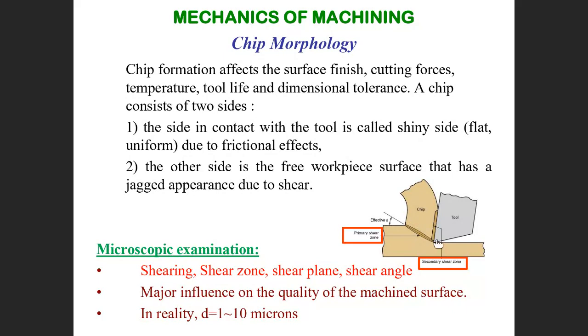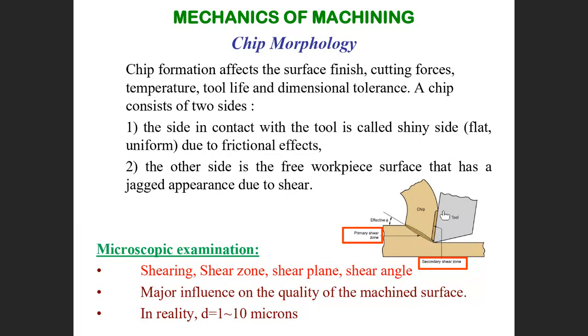Generally, in a chip here, you can see this is a tool, this is a workpiece, this is a chip. As I told you, part of material being removed. Here, this area we call the primary shear zone. This area we call the secondary shear zone. Primary shear zone is where material is sheared. As you can see here, the tool is shearing the material in the shear plane. This one we call primary shear zone.